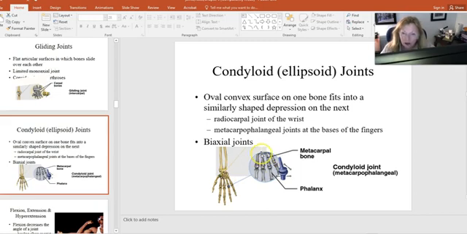But patients who have, through pathology, through disease, or through trauma, lost their mobility at any particular joint, it can be life-changing. Any of these losses of mobility can be life-changing for them as far as quality of life. So the condyloid or ellipsoid joints are biaxial, and you can actually see here with the metacarpals and the phalanges that you have that.